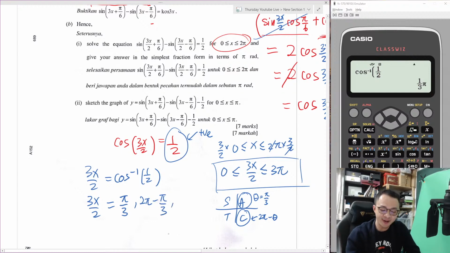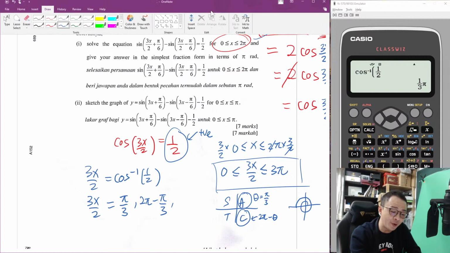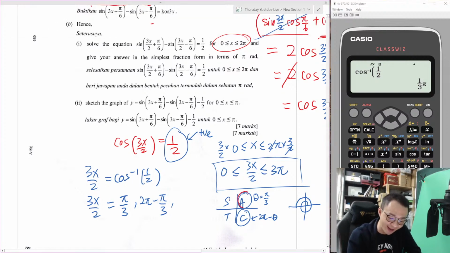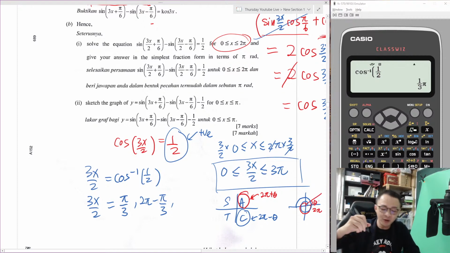Like I say, since I want to rotate 1.5 rounds, that means I will pass through the first quadrant a second time. If I pass through it for the second round, this position is called 2 pi plus theta, because one round in total is 2 pi, isn't it? And this one is the theta. So just imagine after you rotate one round and then you reach the first quadrant again, it is called 2 pi plus theta. So it will be 2 pi plus my theta, which is pi over 3.